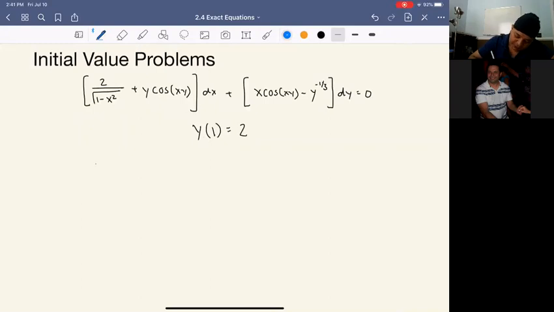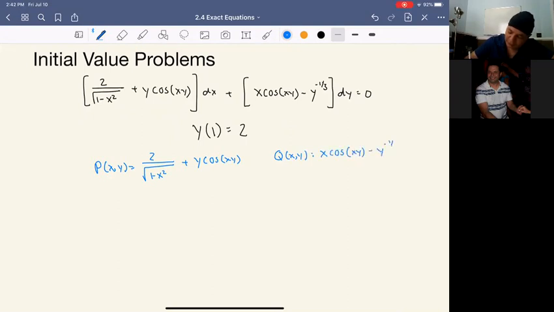So our P of x,y equals 2 over square root of 1 minus x squared plus y cosine xy. Our Q of x,y is x cosine xy minus y to the negative 1/3. Okay, so let's take the derivative of P with respect to y and see if that matches the derivative of Q with respect to x.